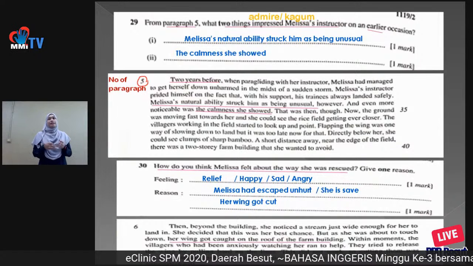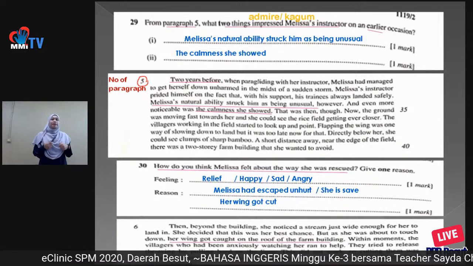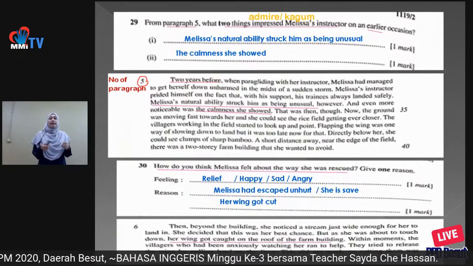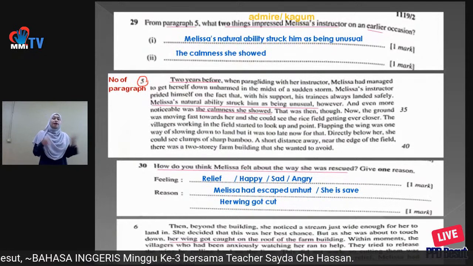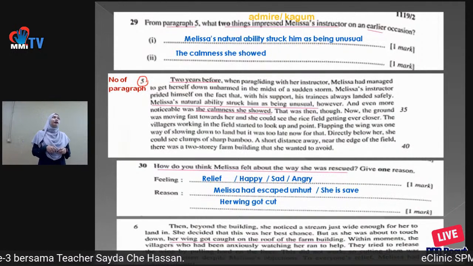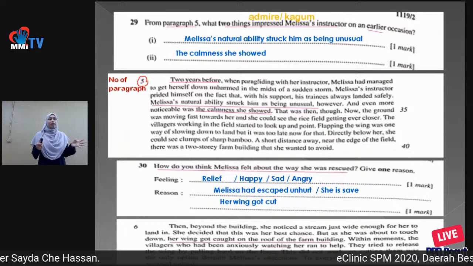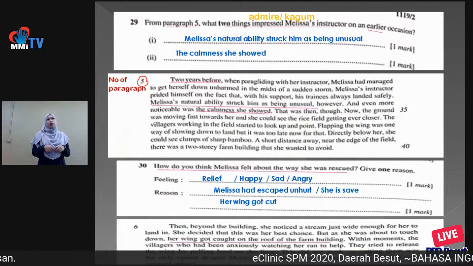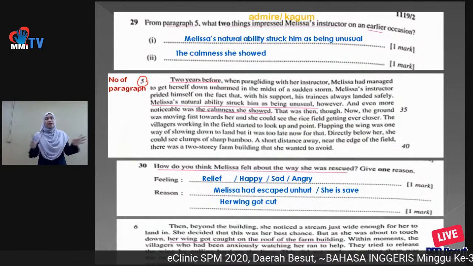Okay, happy sebab dia selamat. Okay, happy sebab escape unhurt. Okay, relief sebab escape unhurt. Marah sebab her wings got cut ataupun gitu. Okay, maybe feeling ashamed, malu. Okay, why? The reason is because she failed to land safely mungkin.